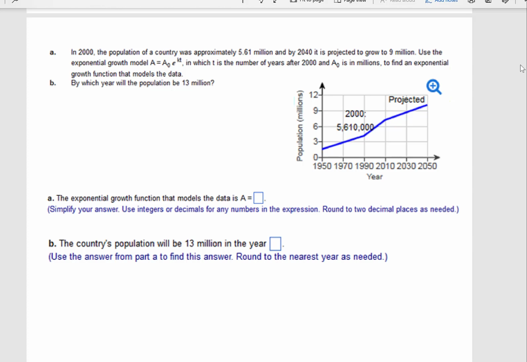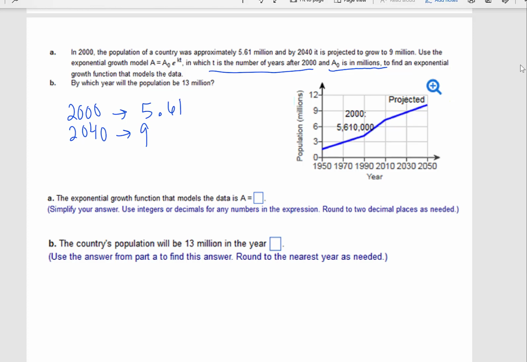So this problem is giving us some information. We're going to have to use that information to actually create the function, the growth function. It says in 2000, the population of a country was approximately 5.61 million. And then by 2040, it's projected to grow to 9 million. So they want us to use the exponential growth model in which T is the number of years after 2000 and A naught is in millions. Okay, so that's the population.